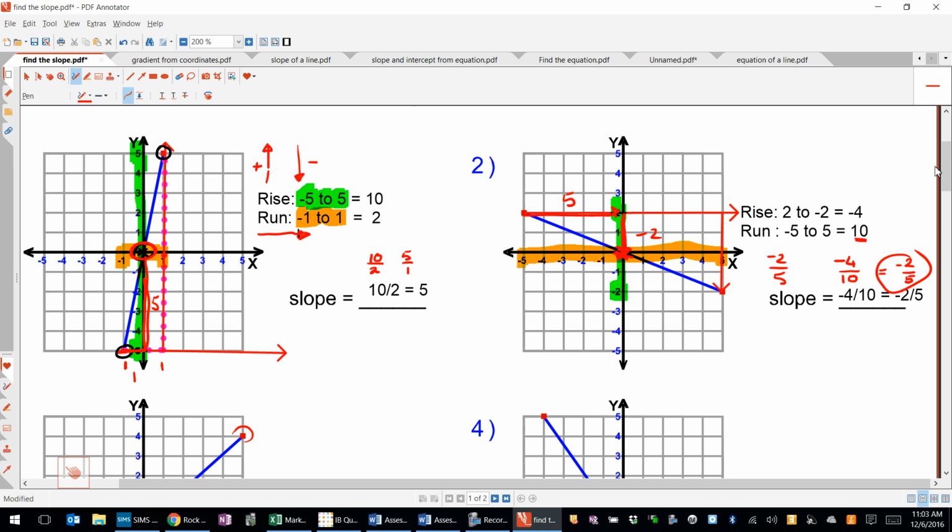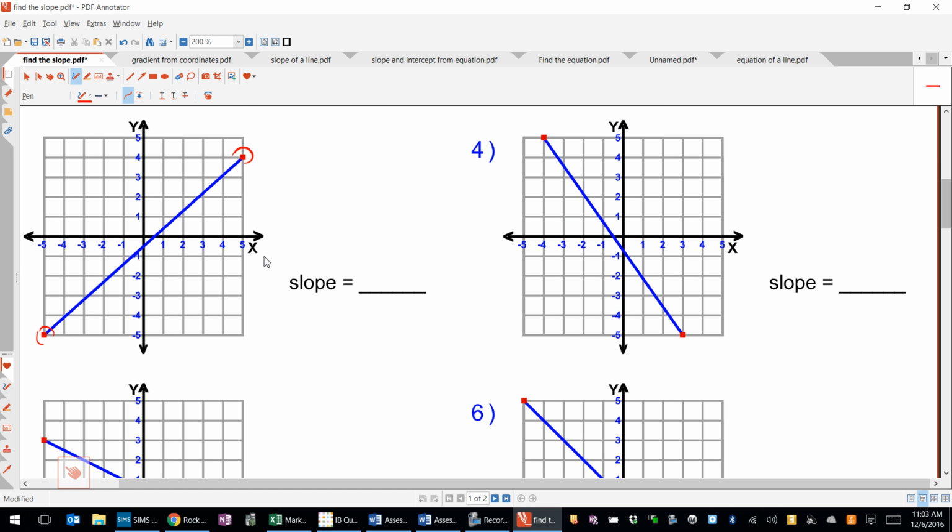Okay, so we can do it. So this one, there is no intermediary point. We just use the 2 ends. So we know it's a run. A run from -5 to 5 is 10. My rise is -5 to 4, which is 9. So it's 9 over 10. Can I simplify 9 over 10? No, just leave it as 9 over 10. Okay. This one, obviously, as we start getting more confident, we don't need to write it all out.